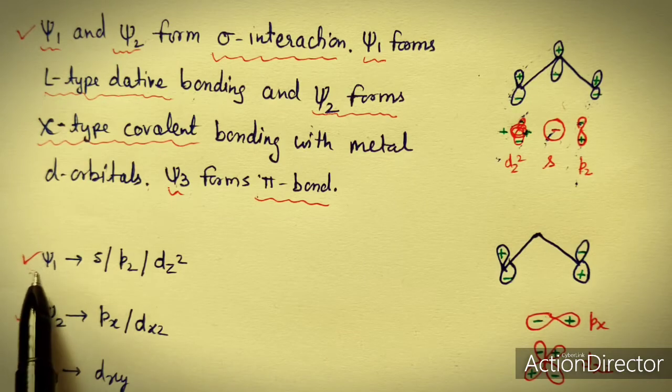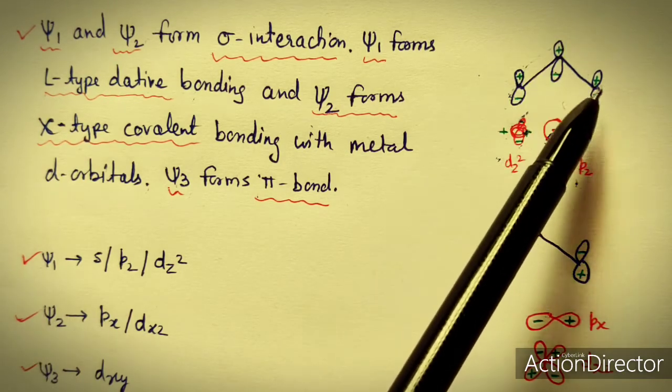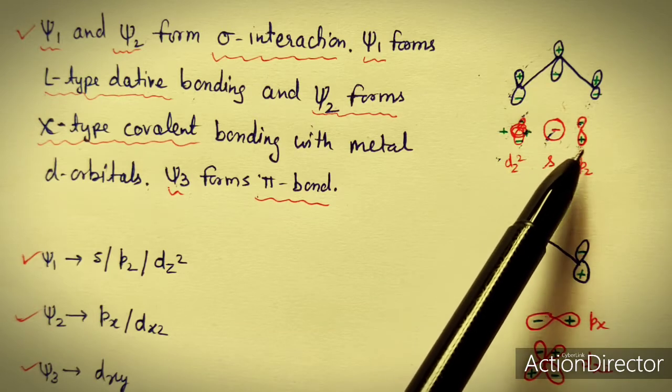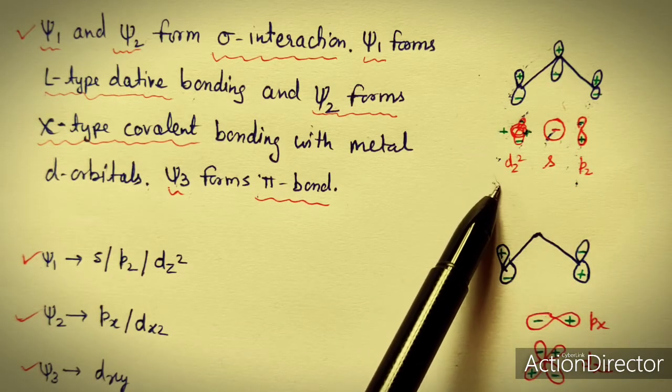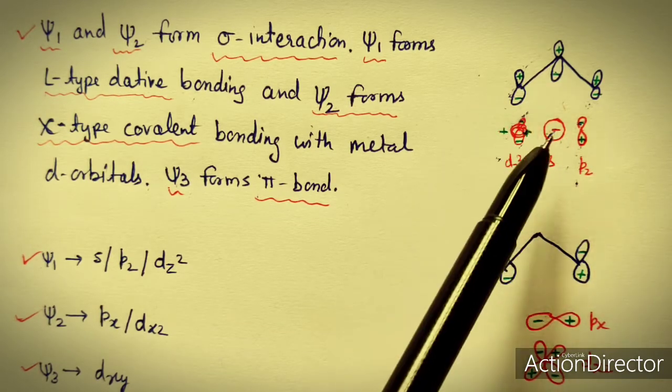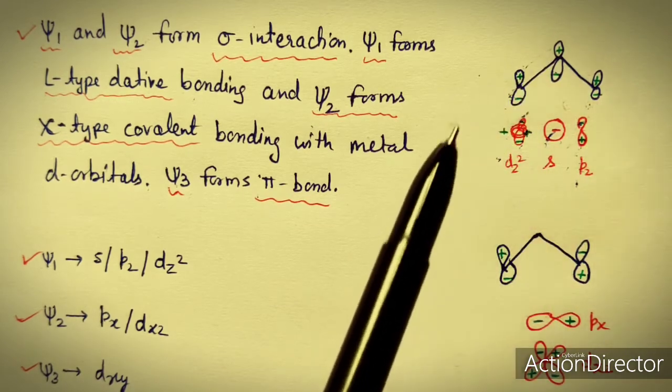We have donated it by psi 1. So you can see that this orbital can combine either with the s orbital, or with the p orbital, or with the dz square orbital. All these have the same symmetry as that of the psi 1 orbital.